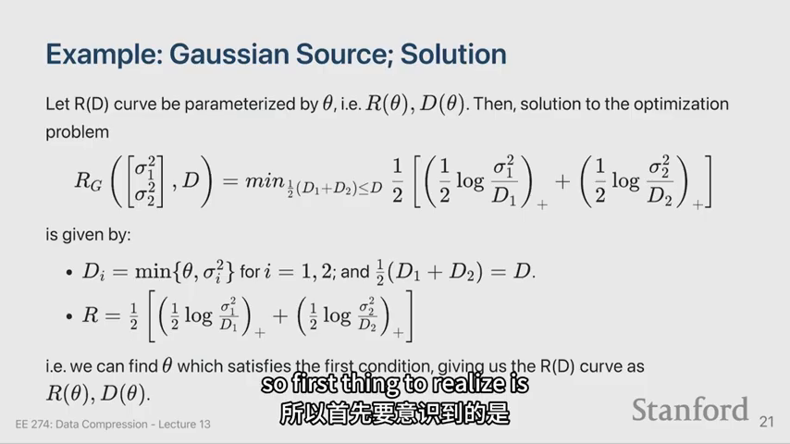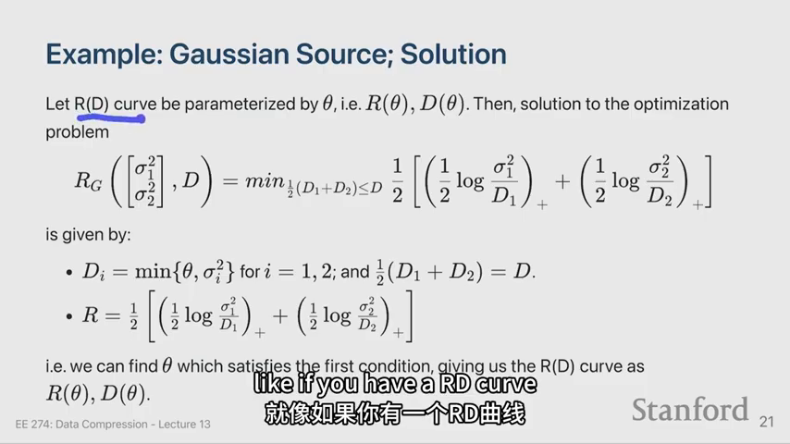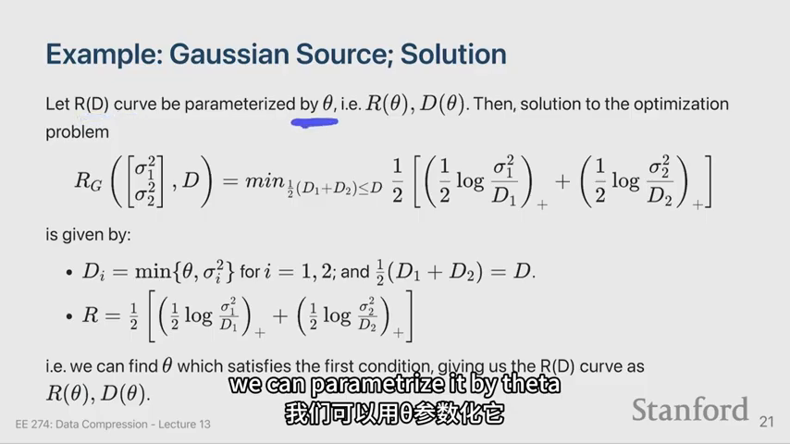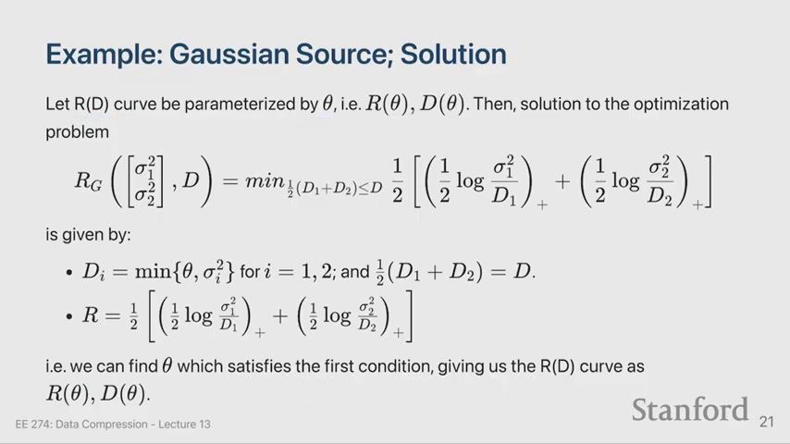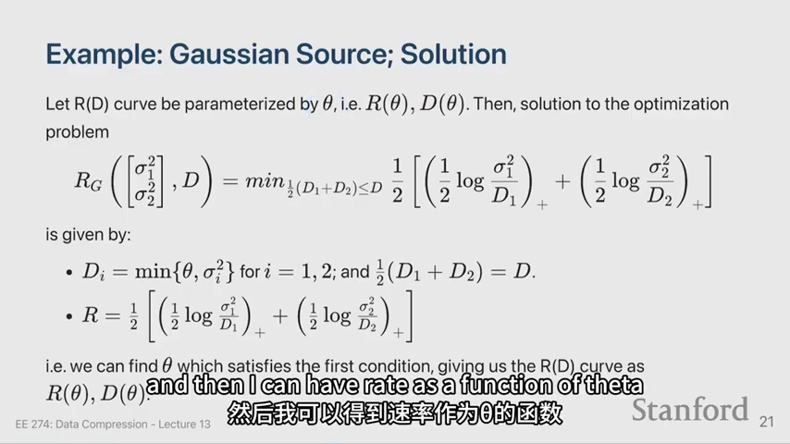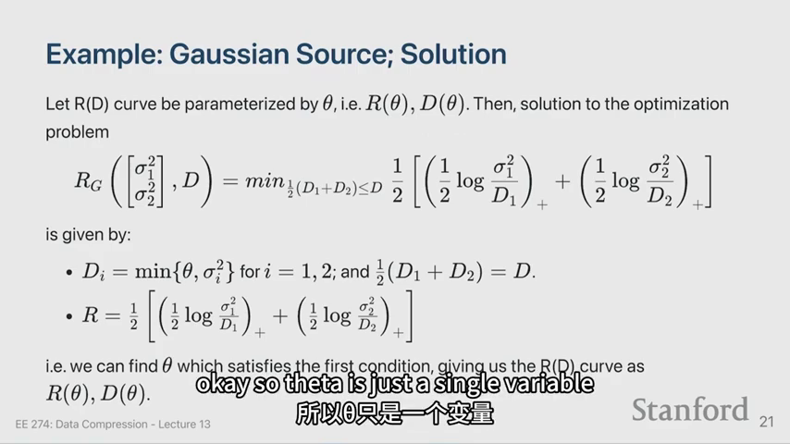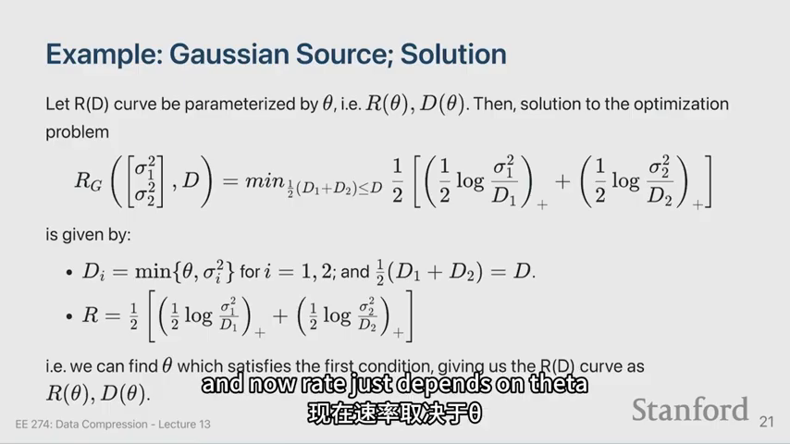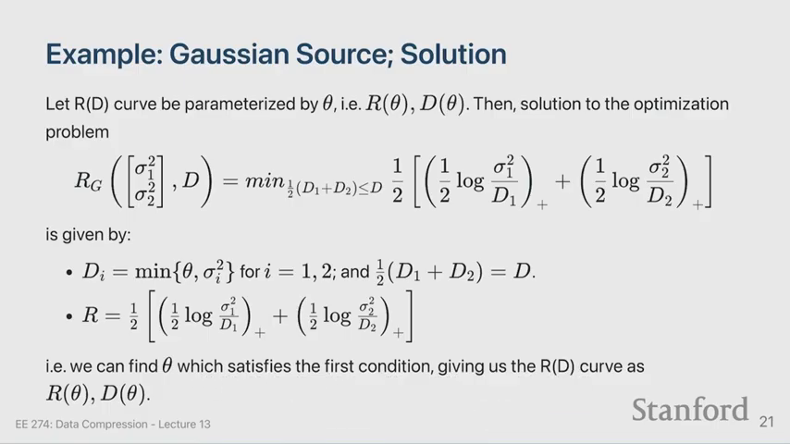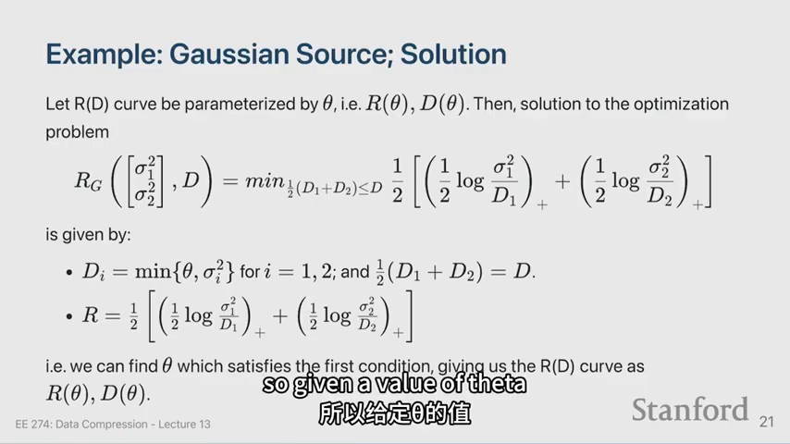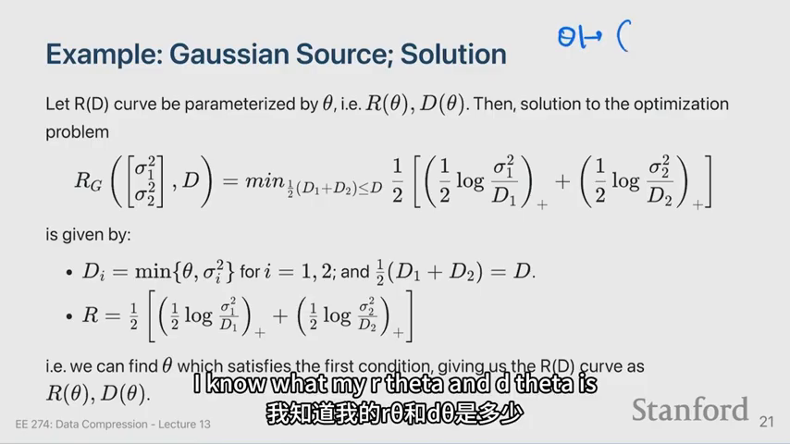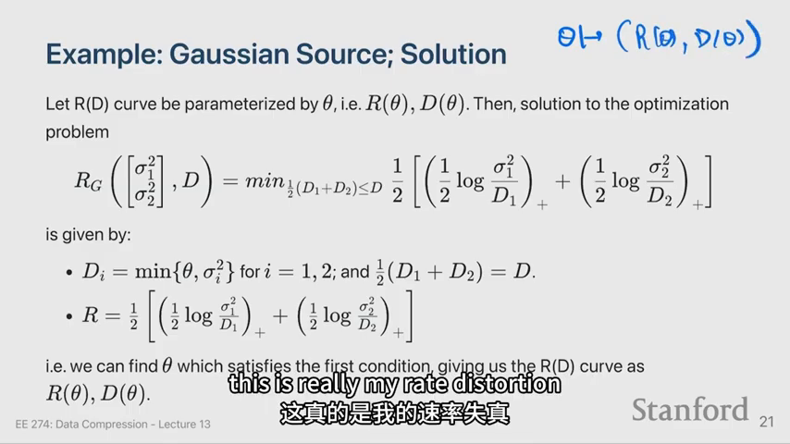So first thing to realize is, if you have an RD curve, we can parameterize it by theta. What that means is I can define a theta and then I can have rate as a function of theta and distortion as a function of theta. Theta is just a single variable, and now rate just depends on theta, D just depends on theta. So given a value of theta, I know what my R theta and D theta is. And this is really my rate distortion.